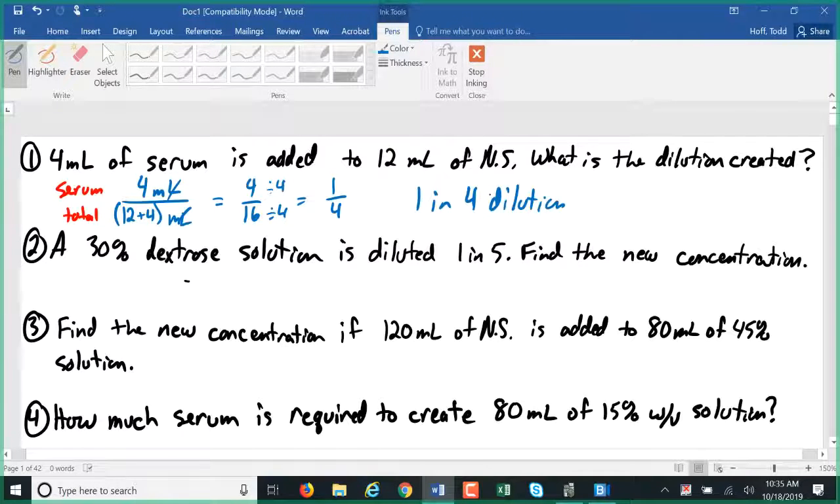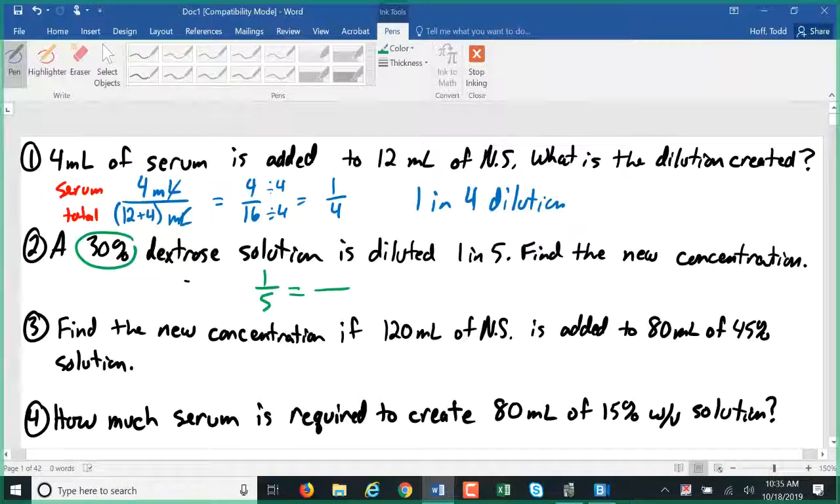Number 2, 30% dextrose solution is diluted 1 in 5. Find the new concentration. Remember, we said these dilutions are proportional to the concentration of the solution. So it's a 1 in 5 dilution.